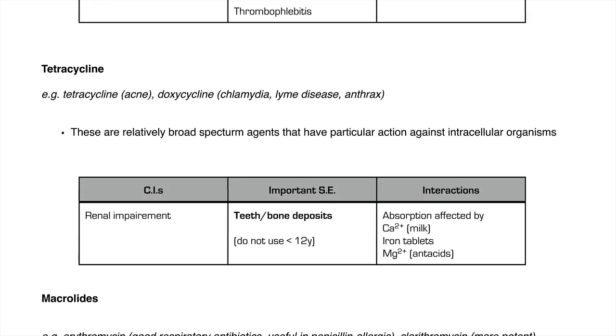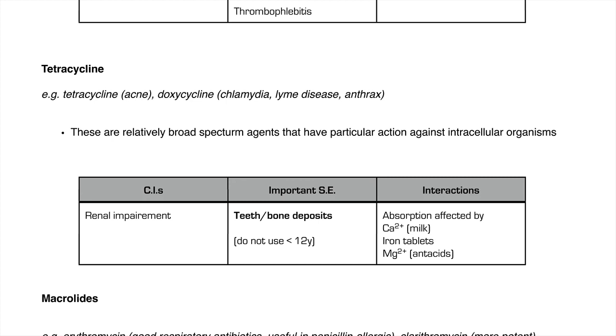Okay, now let's look at the tetracyclines. The most common situation that you're going to come across tetracyclines being used in a hospital setting are in the treatment of acne with, say, oxytetracycline, and also in the treatment of some sexually transmitted diseases such as chlamydia, which can be effectively treated with doxycycline.